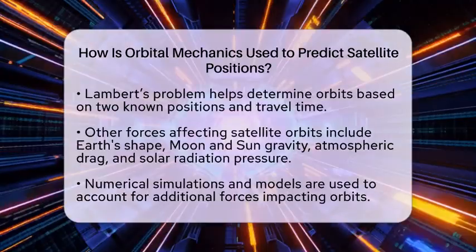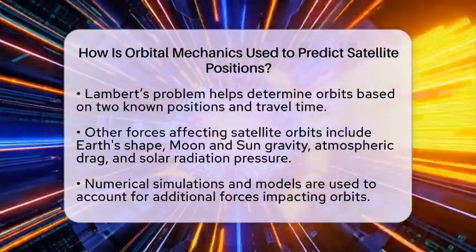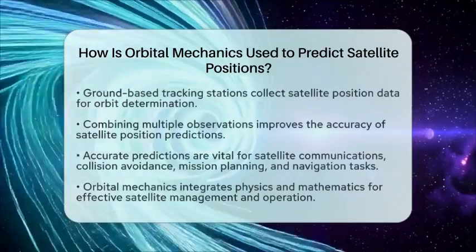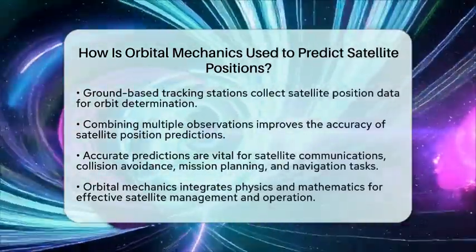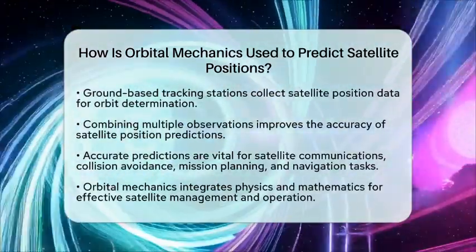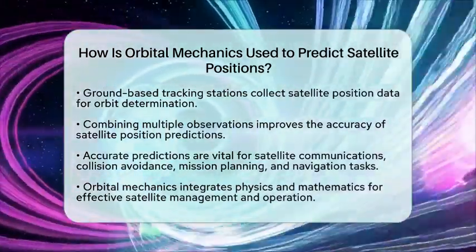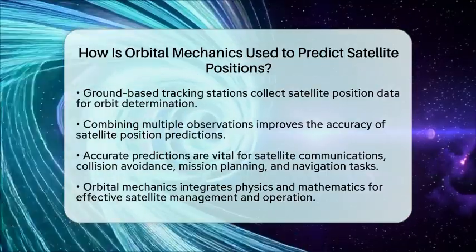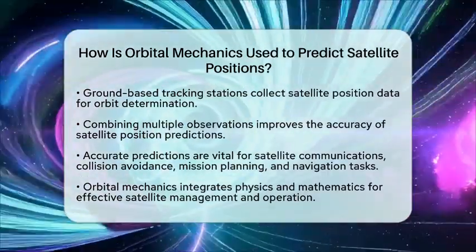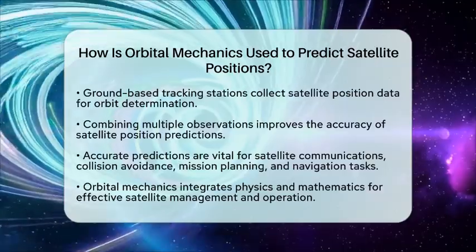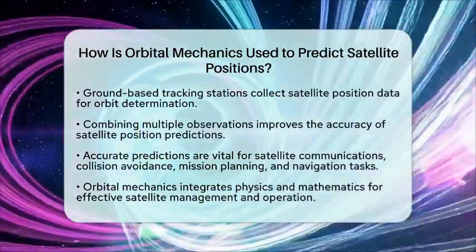Ground-based tracking stations play a vital role in this process. They observe satellites and gather position measurements that feed into algorithms designed for orbit determination. By combining multiple observations over time, we can refine the satellite's orbit, which leads to more precise predictions of its future location. These predictions are essential for various practical applications.